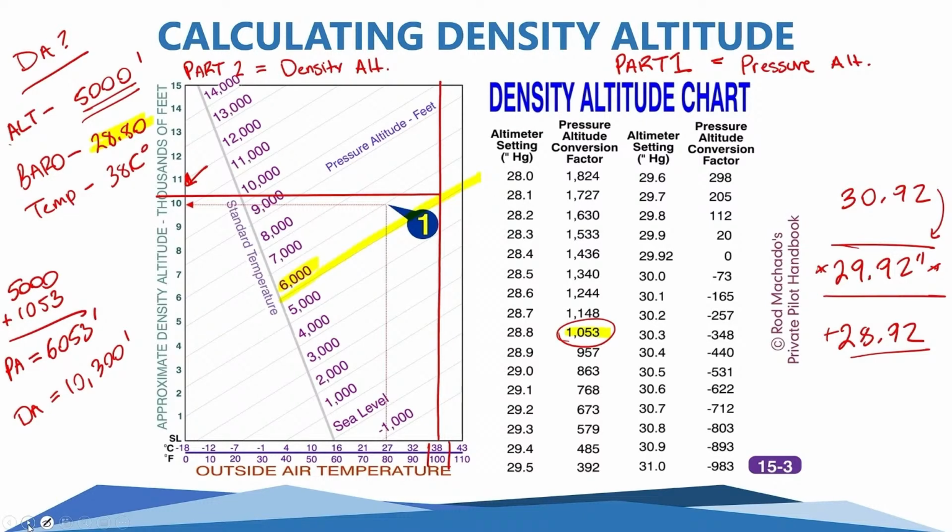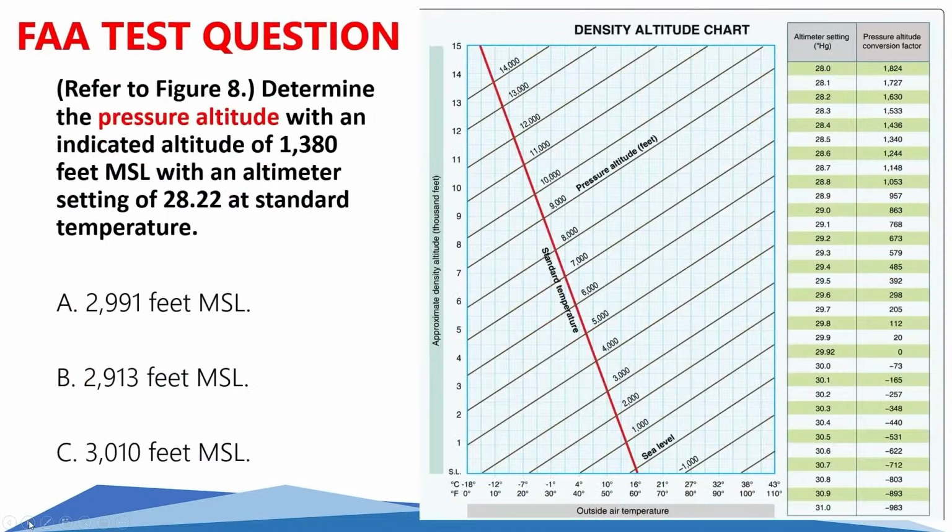All right, so with that, this first one is the FAA chart on the right. So you've got the green and white chart, that's your pressure altitude. And then part 2 is the larger chart that would give you your density altitude. So very simply here, determine the pressure altitude with an indicated altitude of 1,380 feet MSL and an altimeter setting of 28.22 at standard temperature. And you have your 3 potential answers there.